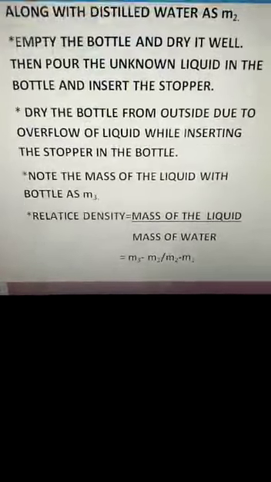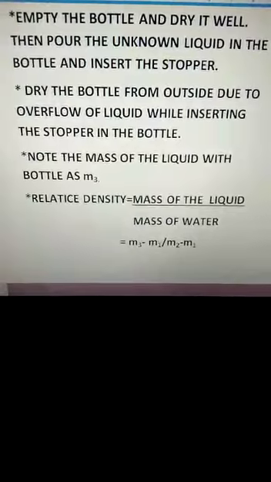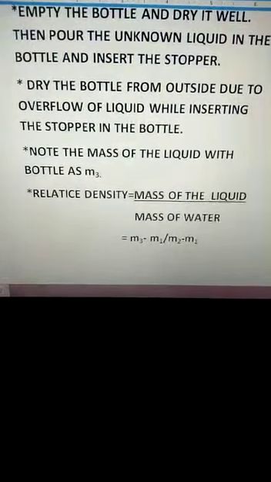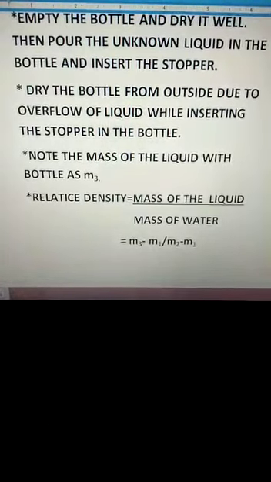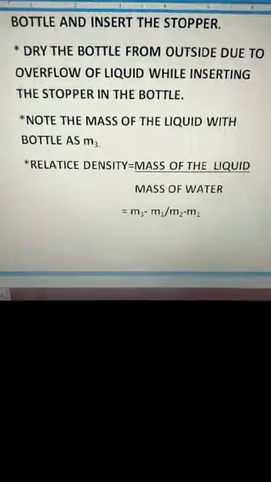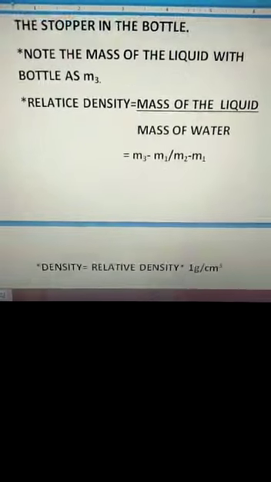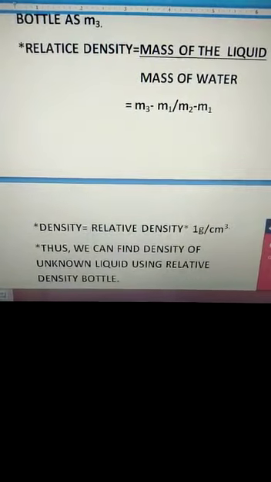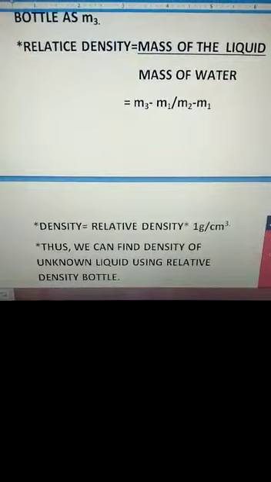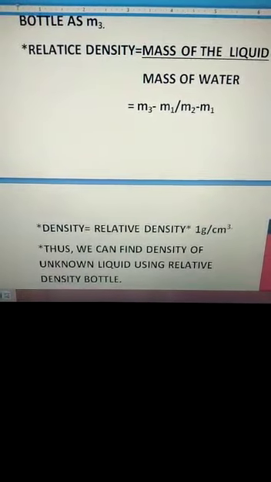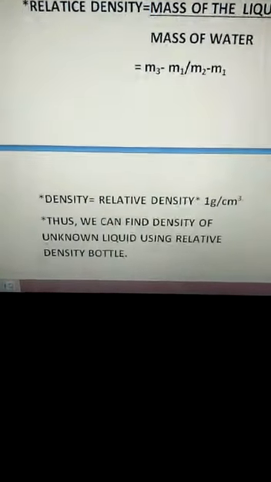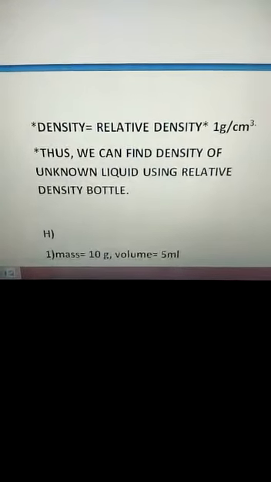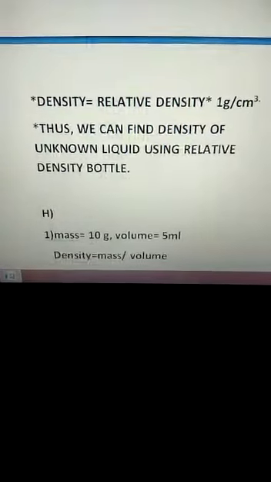So, to find out the relative density, that is the mass of the liquid by the mass of water, the relative density is M3 minus M1 by M2 minus M1. And we know that to find out the density, the relative density is multiplied by 1 gram per centimeter cube. Thus, we can easily find out the density of a substance, or unknown liquid, using a relative density bottle.